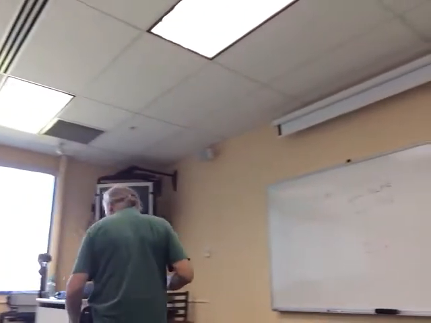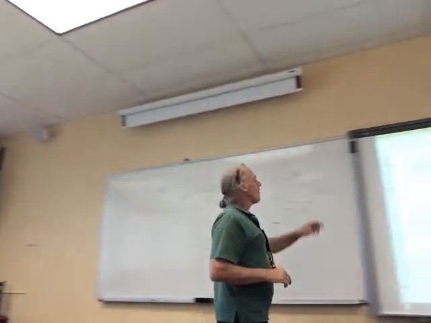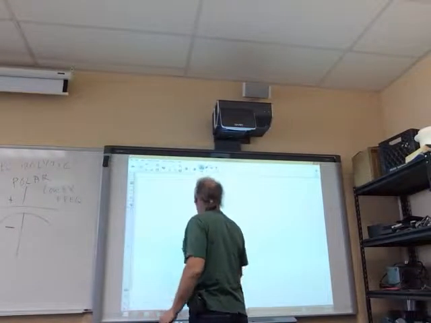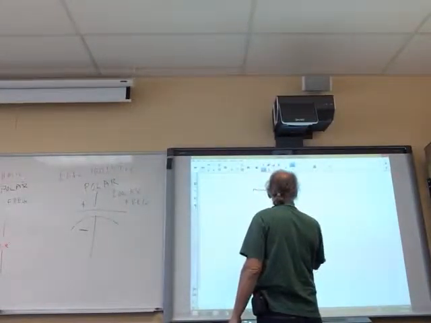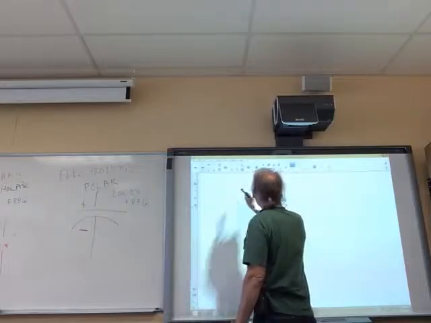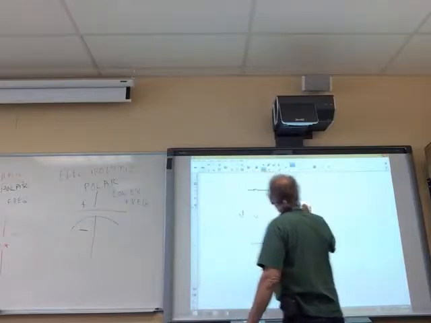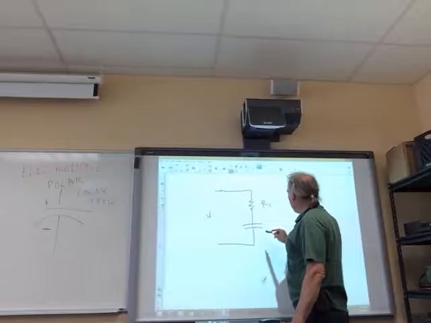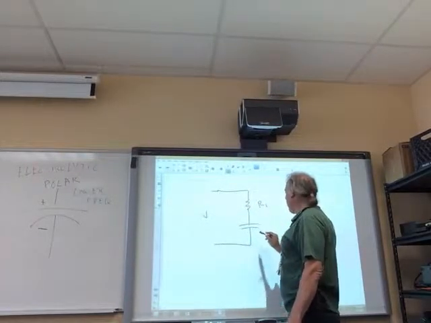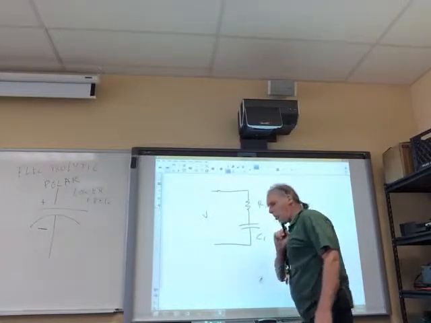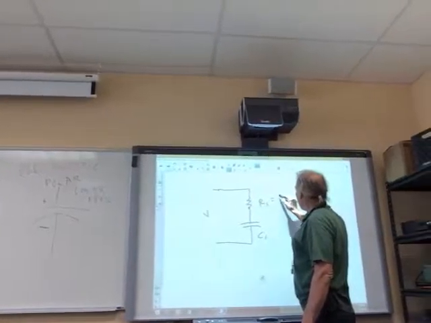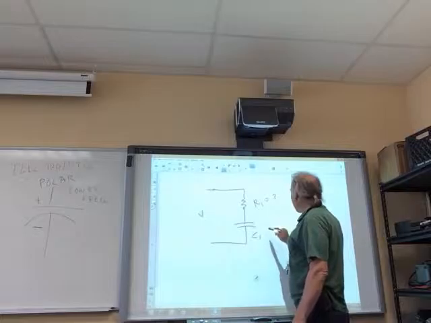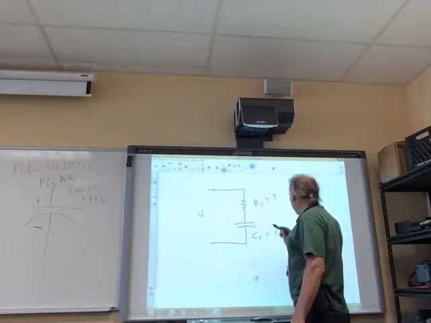Well, that little circuit has a resistor and a capacitor. When we look at the circuit, what we're really looking at is the time that it takes the circuit to charge up C1 through R1. So R1 depends on what size it is, and C1 depends on what size it is.